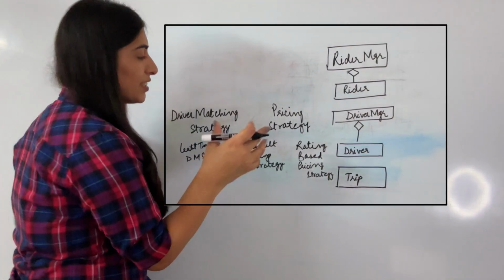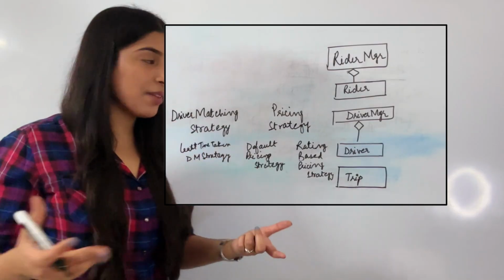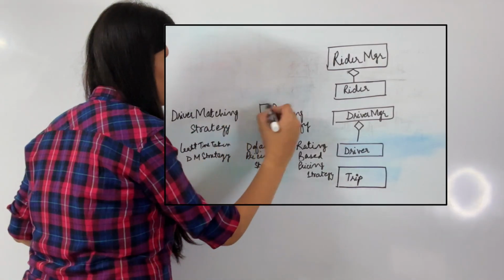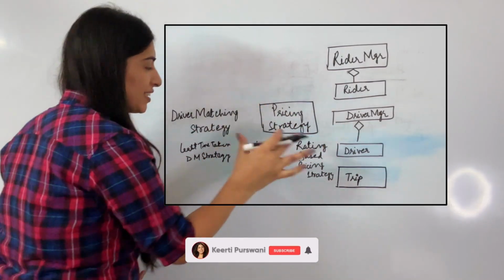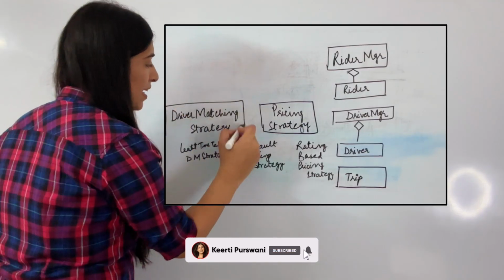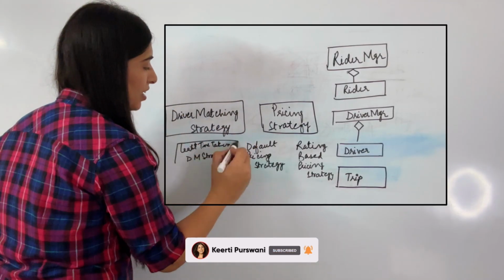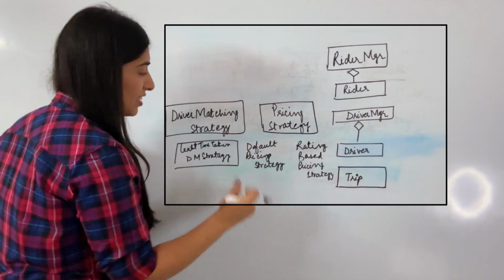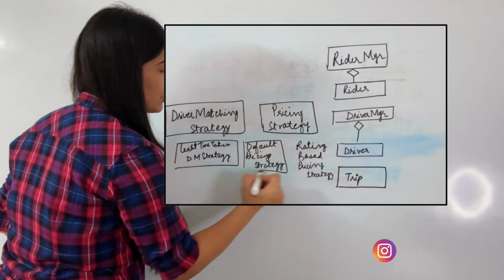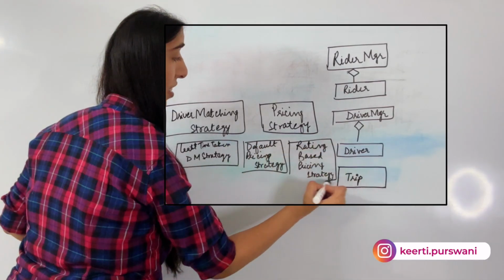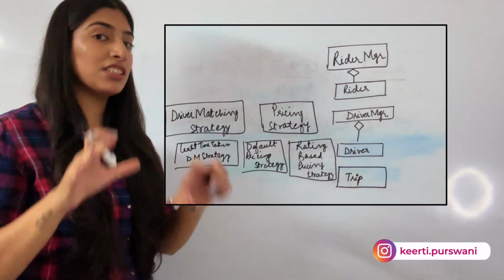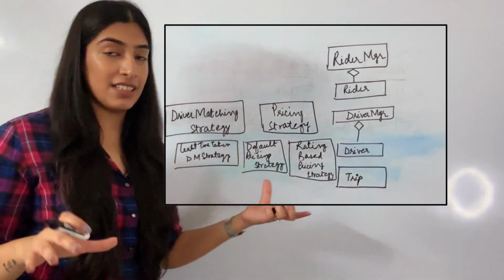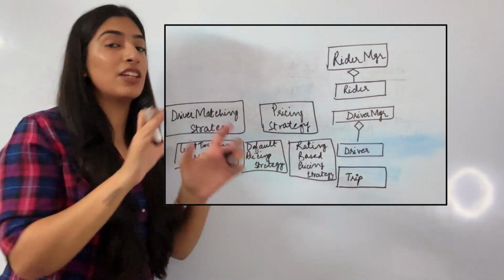So these are different strategies. Now what I'm going to do is create classes of all of these. Pricing strategy is a class, driver matching strategy is a class, least time taken driver matching strategy is a class, default pricing strategy is a class, rating based pricing strategy is a class. Now let's discuss the responsibility of each of these classes and we will understand exactly what they are doing.